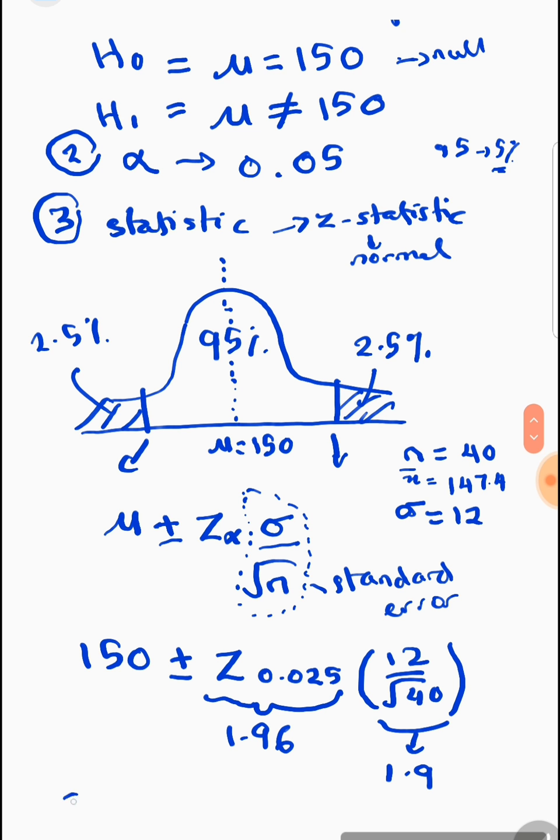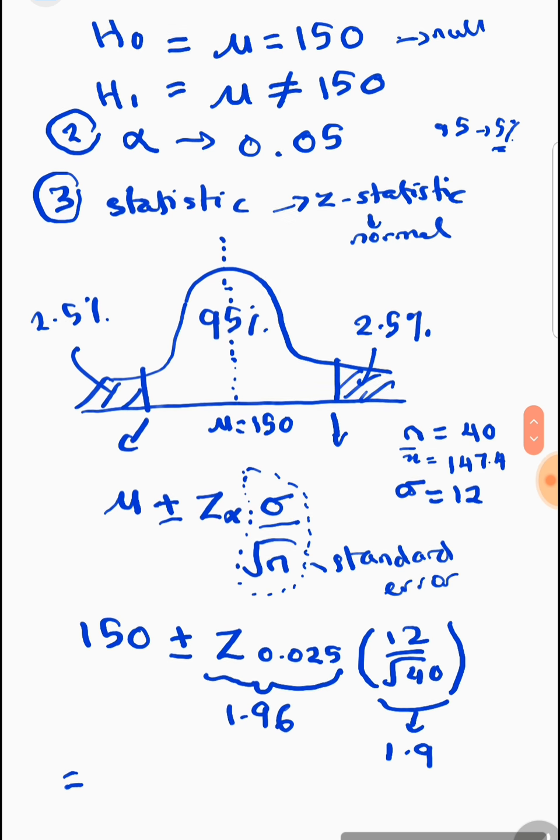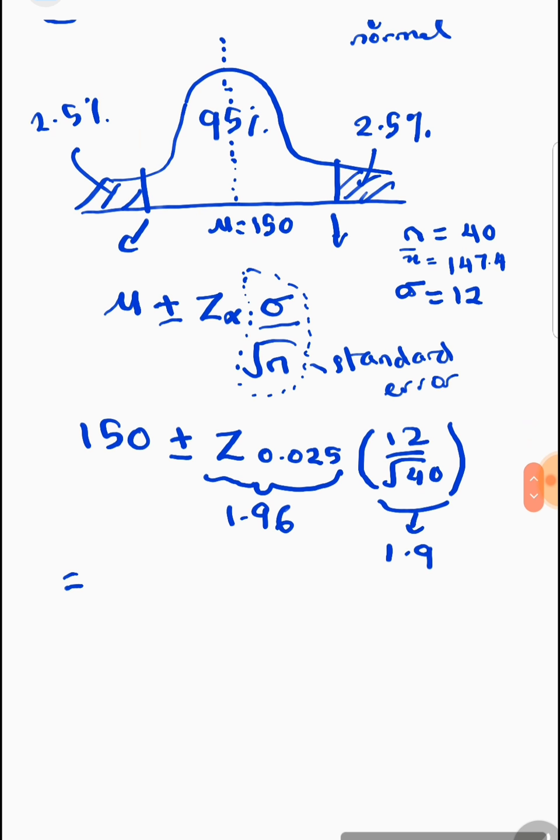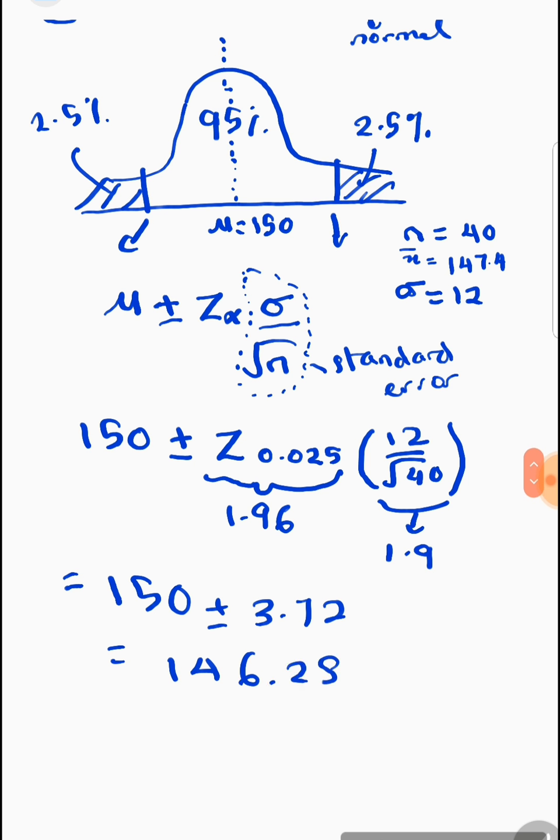Okay, and what this gives me then is 150 plus minus 3.72, which then will give me 146.28 and 153.72.